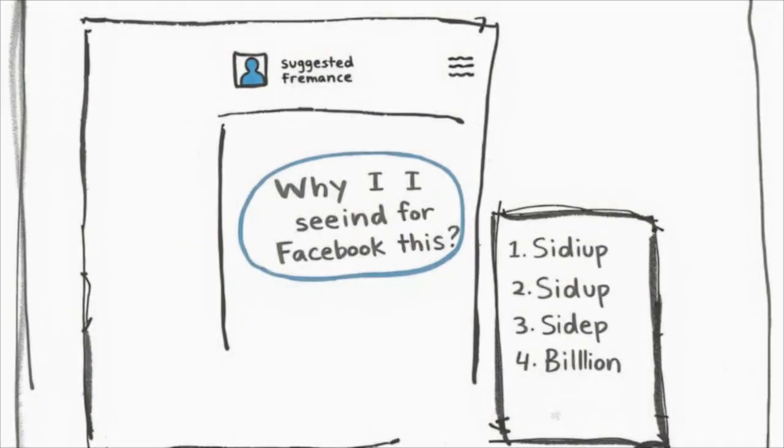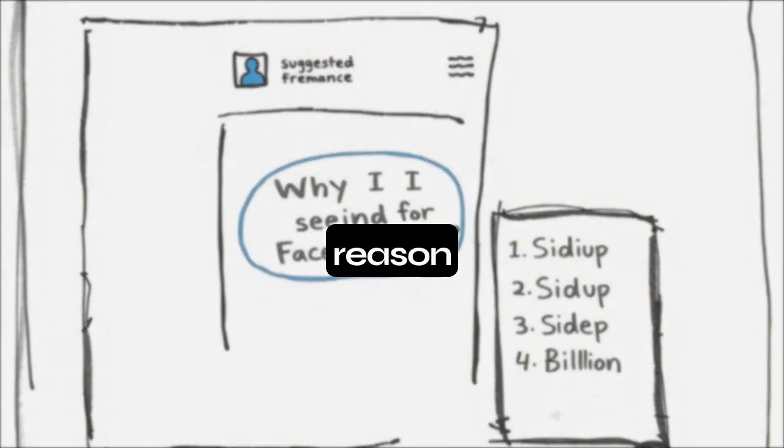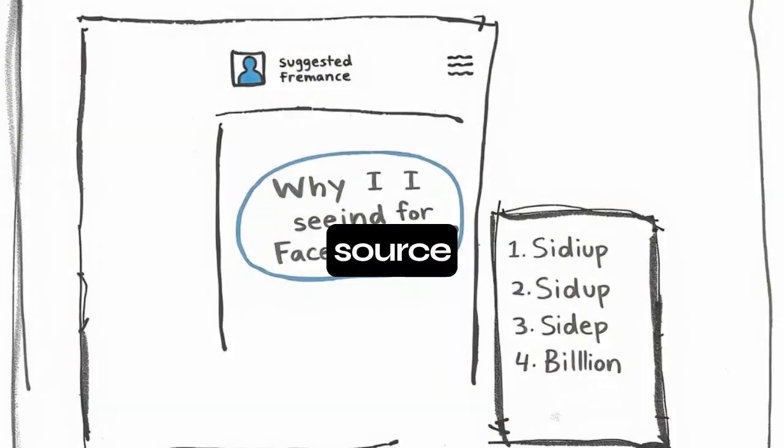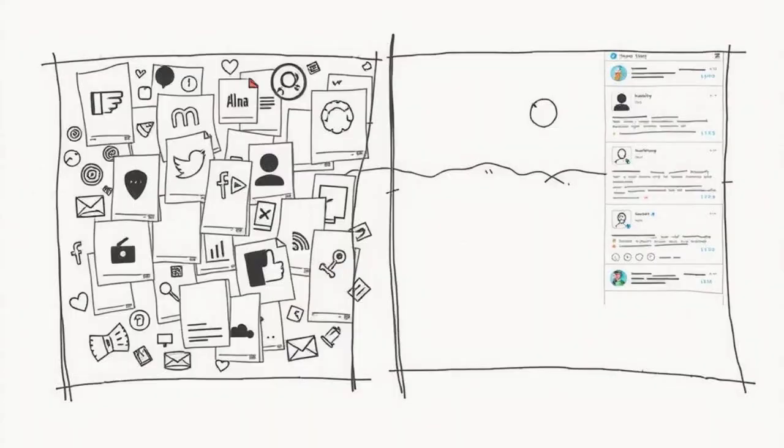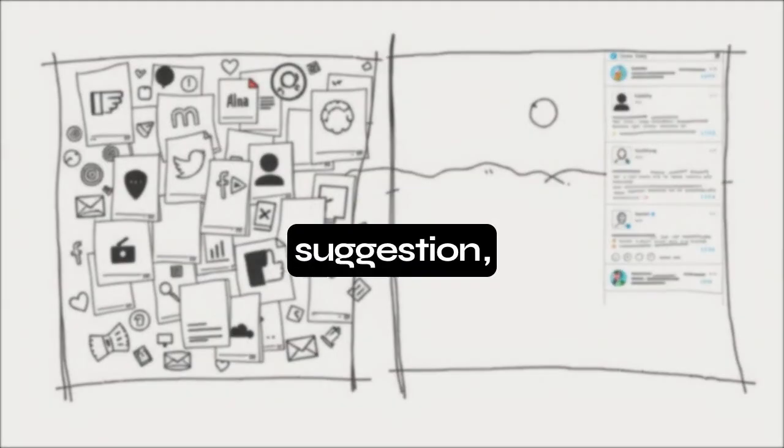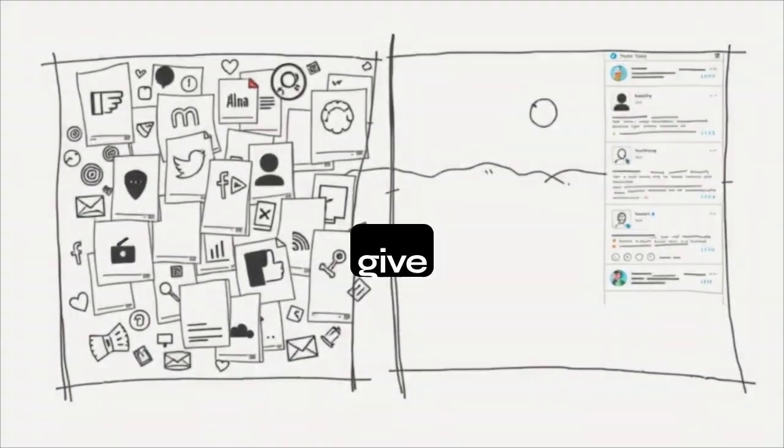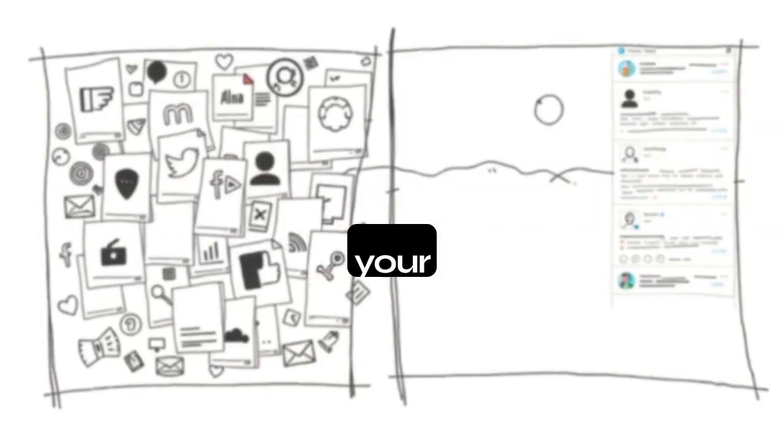You can also tap "Why am I seeing this?" to see the reason and remove the interest or source that's feeding that suggestion. These steps won't remove every suggestion, but they sharply reduce them and give you more privacy and control over your Facebook feed.